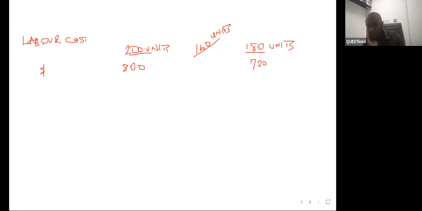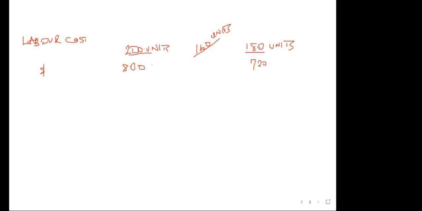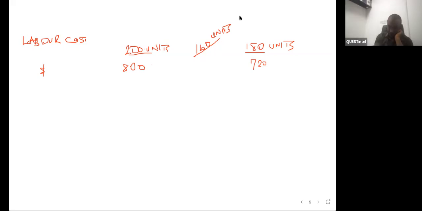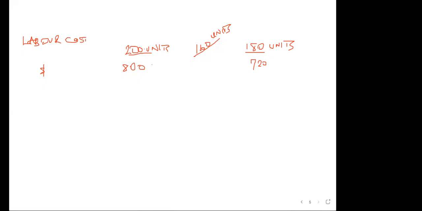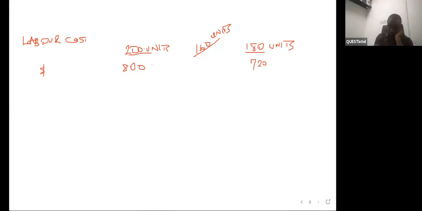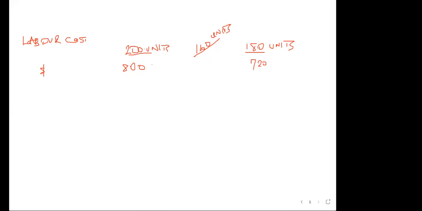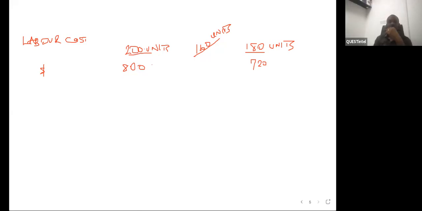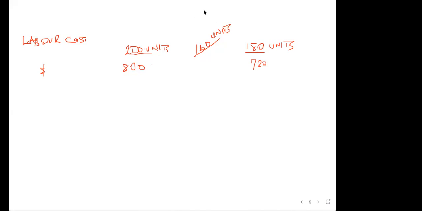We'll divide. I said the 800 by 200 units gives us four. Same with the 720 by 180, it also gives us four. So that means it's $4 per unit. Incidentally, that's what I didn't want, so let me change it.